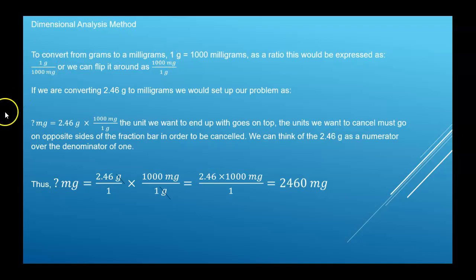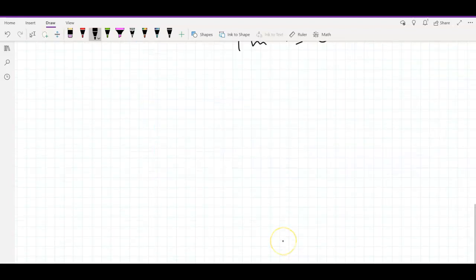If you're converting from grams to milligrams, 1 gram equals 1,000 milligrams.